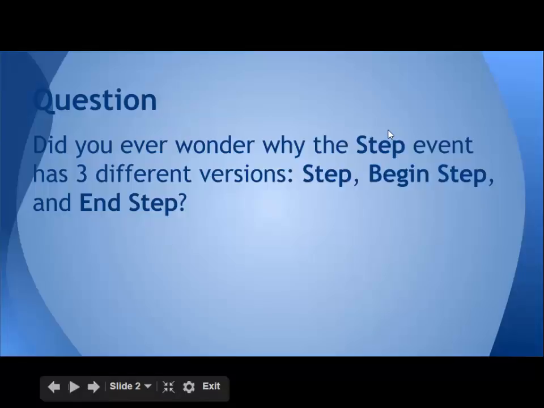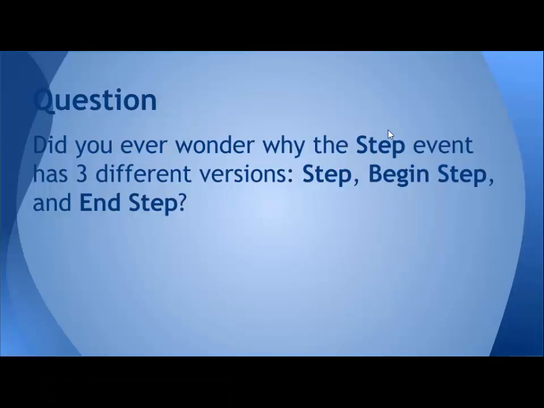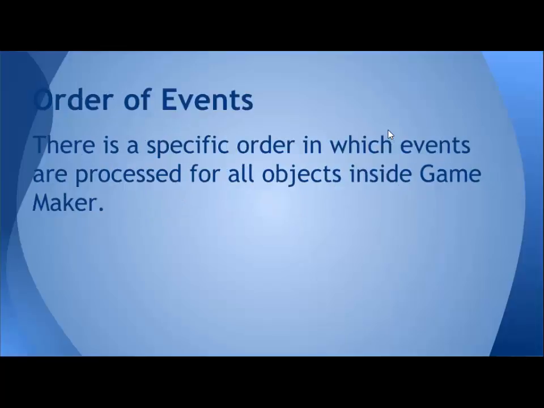So the question is, did you ever wonder why the step event has 3 different versions? There's a step event, there's a begin step event, and there's an end step event. So that was the question I was trying to figure out. There is an order of events that GameMaker uses to work through all the events for all the objects in your game. And it's actually quite interesting. You find a lot out about what happens behind the scenes inside a GameMaker game.